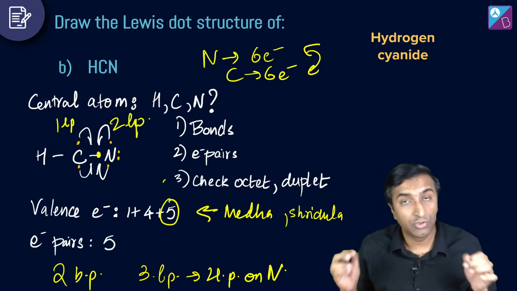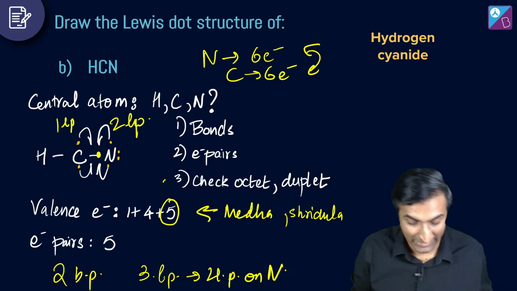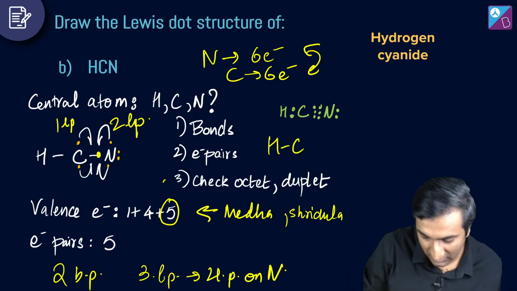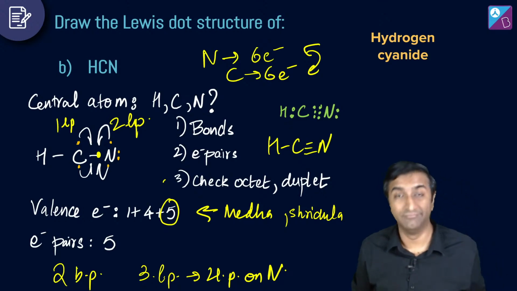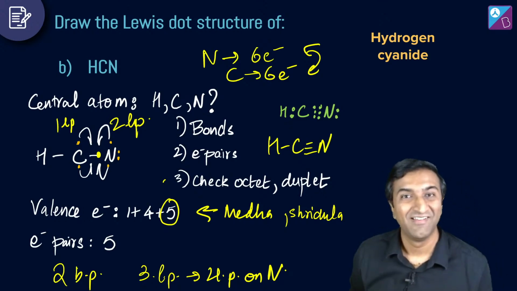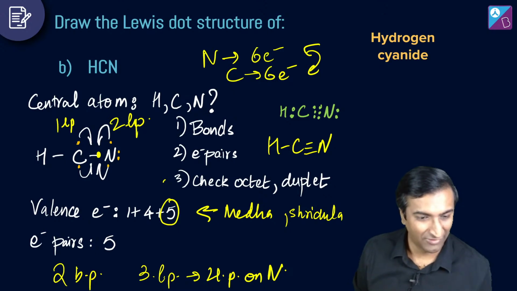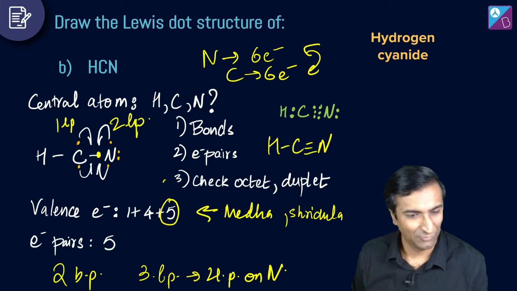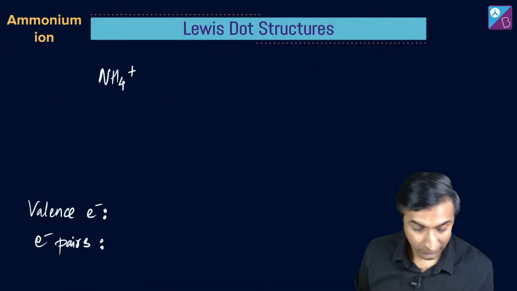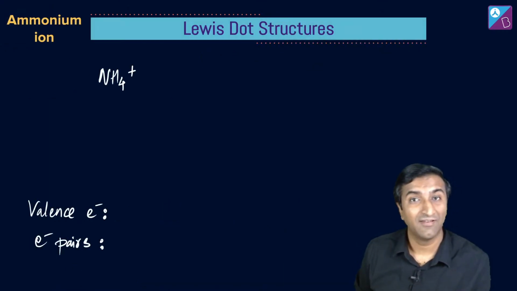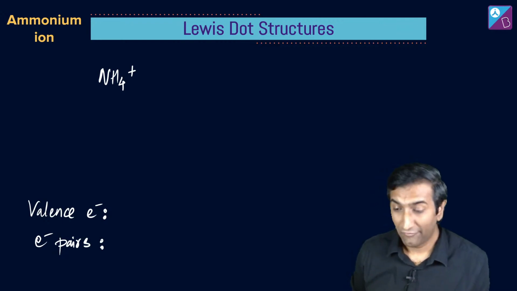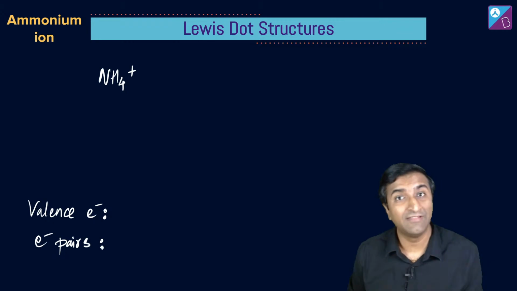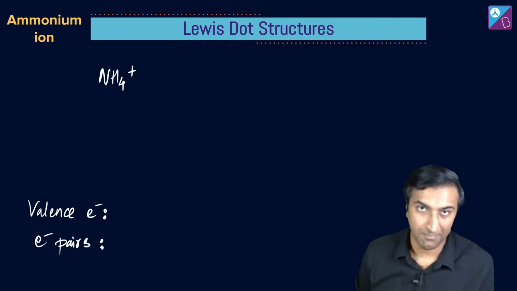We'll make them form 2 more bonds with each other. That's it. So what you get here is HC triple bond N. There, we saw an example where a triple bond was formed. Beautiful, right? Krishna, you had mentioned this in the morning as well. Anyway, try the ammonium ion. This is the first one where I'm asking you for a charged species. How many valence electrons and electron pairs will there be in this?